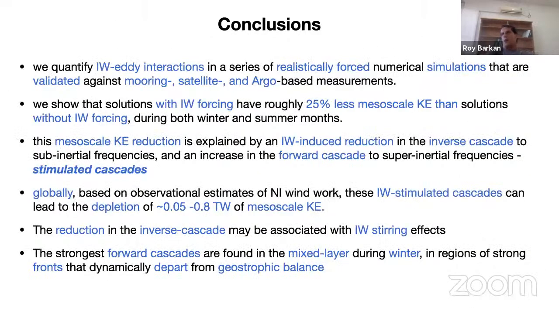Okay, so to conclude, we quantified internal wave eddy interactions in a series of realistically forced numerical simulations that are validated against mooring, satellite, and Argo-based measurements. I only showed validation with moorings, but we've done them for the rest.